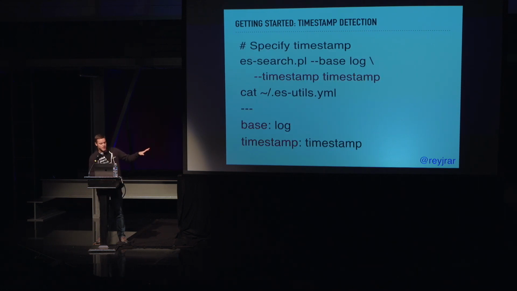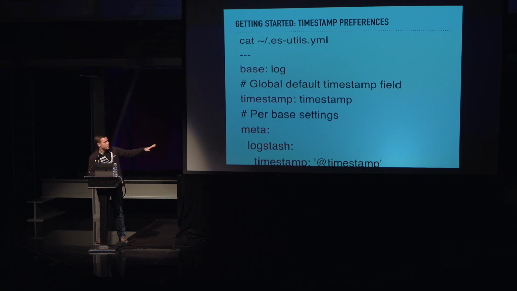It needs to detect timestamp fields. You can specify timestamp with --timestamp, or you can put it into the ESUtils thing. If you have more than one index base name, and these slides got cut off, you can add a meta and say any logstash indexes use @timestamp instead. It's just a hint. It will detect if there's only a single timestamp in the index, and tell you, hey, I detected that this is the timestamp I'm going to use. If there's more than one, it'll fail, and it'll list every single timestamp field it found and say you need to pick one to make your query work.